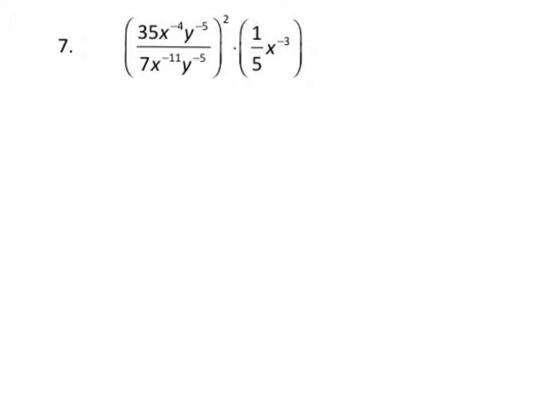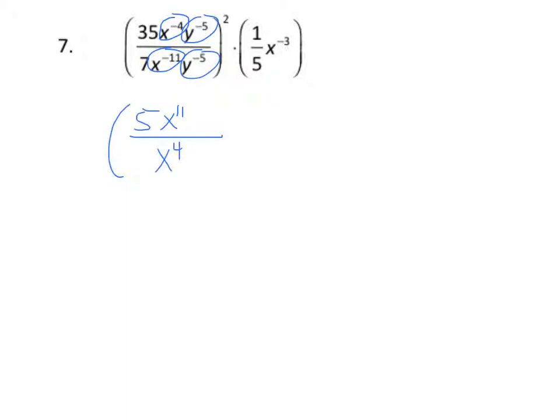And so, to simplify the inside, anything with a negative exponent needs to move first. So this, and this all need to move. I can also simplify 35 over 7. 35 divided by 7 is 5 over 1, or just 5 on the top. X to the negative 11 moves to the top and becomes x to the positive 11. X to the negative 4 moves down and becomes x to the 4th.